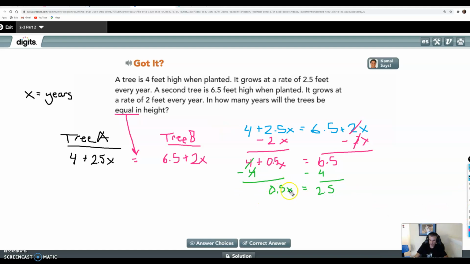And the last step, since I'm multiplying x by 0.5, I'm going to divide by 0.5. And again, you could use a calculator for this, but think about money. If I have $2.50 and I divide it by 50 cents, well, that goes in there 5 times, right? So in this case, x equals 5. And remember, x is the number of years. So in 5 years, these trees will be exactly the same height.